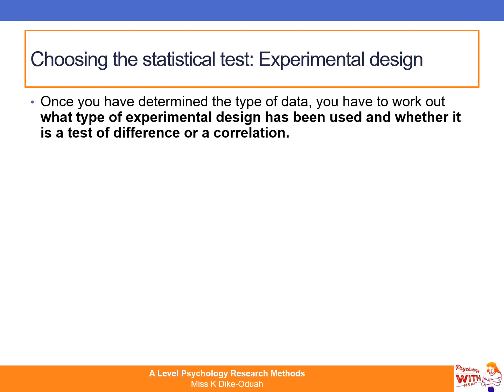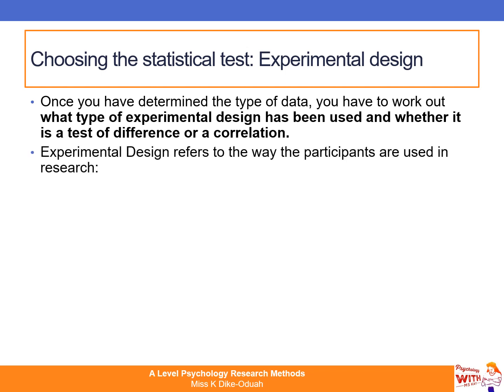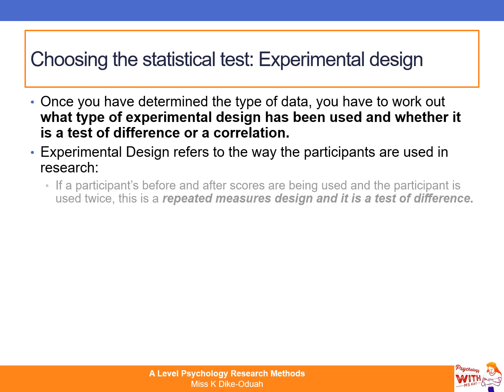Once you have determined the type of data, you have to work out what type of experimental design has been used and whether it is a test of difference or correlation. There are a range of experimental designs that are used in psychology, and I'm going to quickly go through each of them and hopefully provide an example as I discuss them.